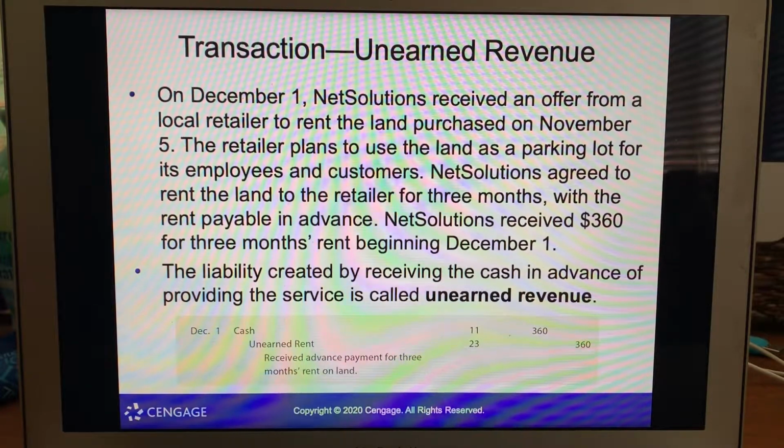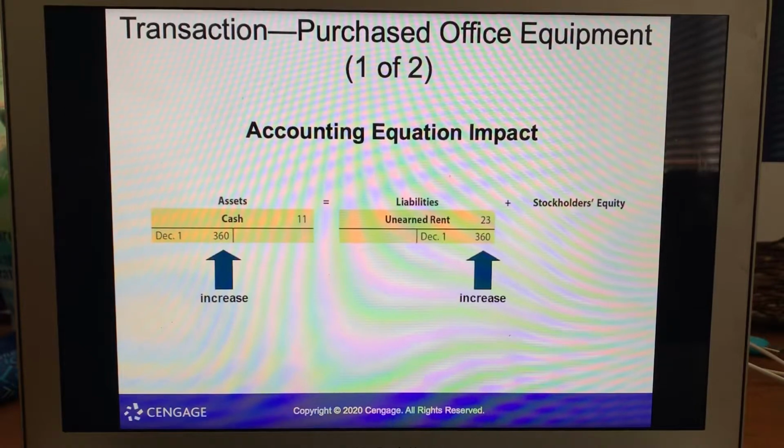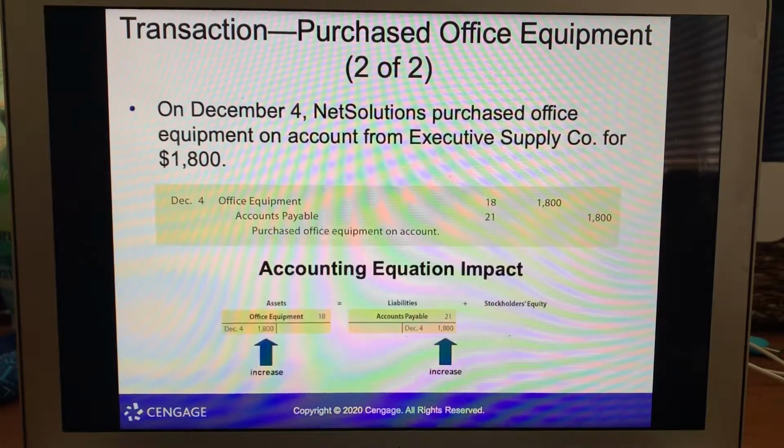Make sure to put notes in there so you know what it's for. Received advance payment for 3 months rent on land. So that note is important. Transaction, let's see, accounting equation impact. Again, we just went through this: a debit for cash and a credit for liabilities.